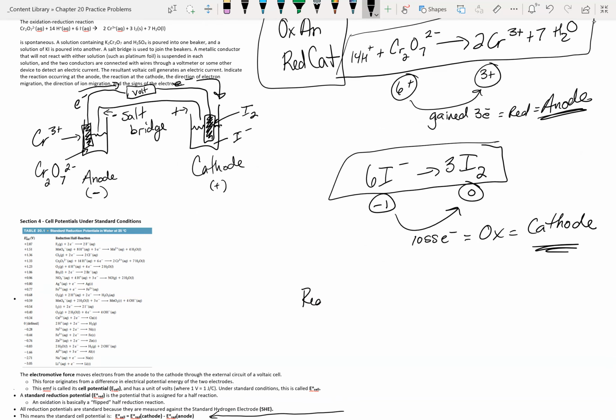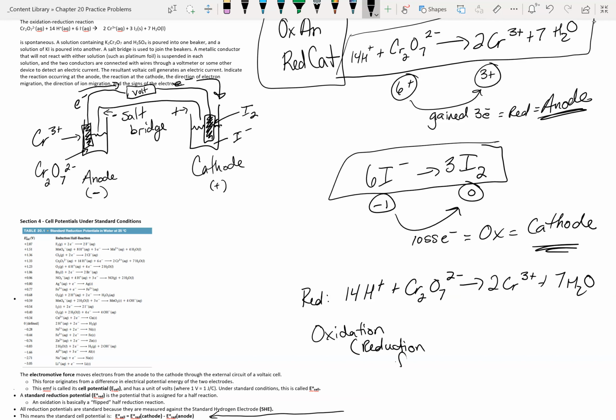So we know that the as-written reduction reaction is going to be the Cr2O7 2-, making the 2Cr3+ and 7 H2Os. We're going to look for this reduction reaction the way it's written, and then since this is our oxidation reaction, we actually want to write it as if our oxidation is being reduced. So we want to write the reduction form of the reaction. What that means is we're just going to flip it. So we're going to write 3I2 makes 6I-.